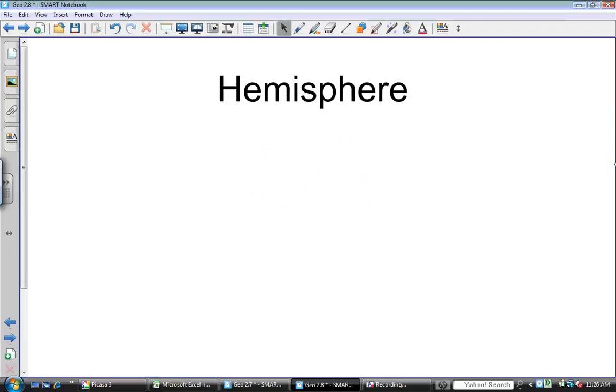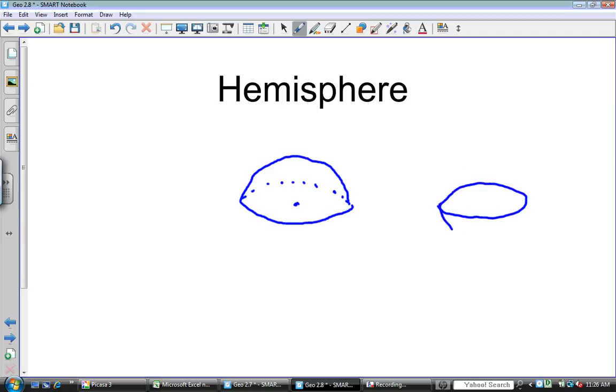Now, a hemisphere is just half of one of those. You hear about hemispheres in geography class. It's like half of the Earth. The northern hemisphere is the northern half of the Earth. Kind of like this. This would be the northern part of the Earth. You could do the southern hemisphere by, it's kind of like a bowl. So this would be the top half, this would be the bottom.